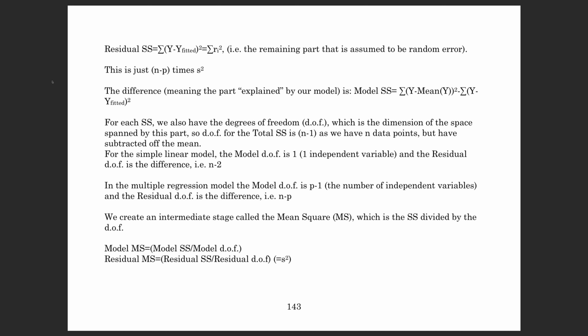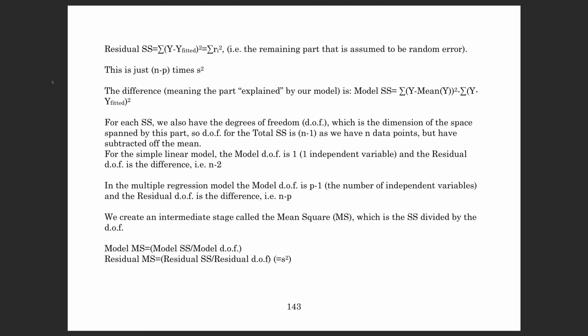So the difference, meaning the part we did manage to explain by our model, the model sum of squares, is just the difference between these two things. So it's the variability, the sum of squares about the average value, minus the sum of squared deviations from the fitted values. So that's how much the model explained.